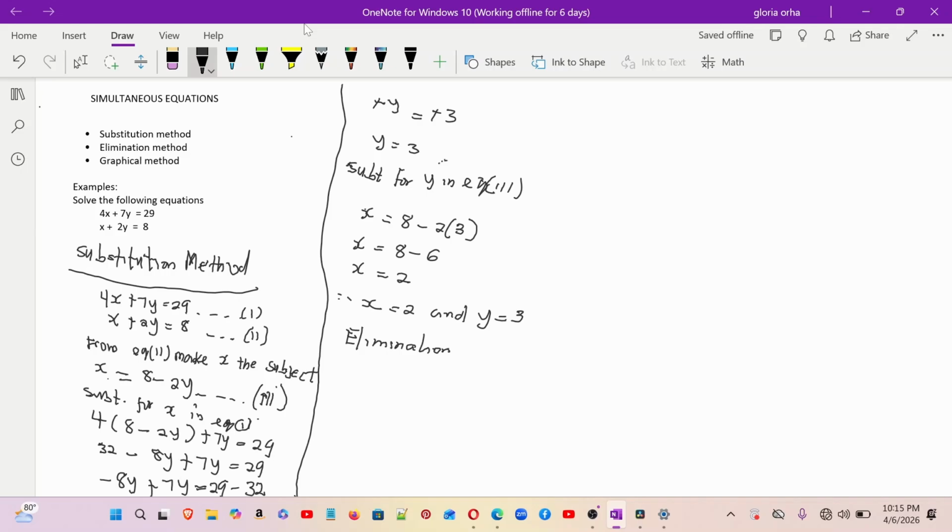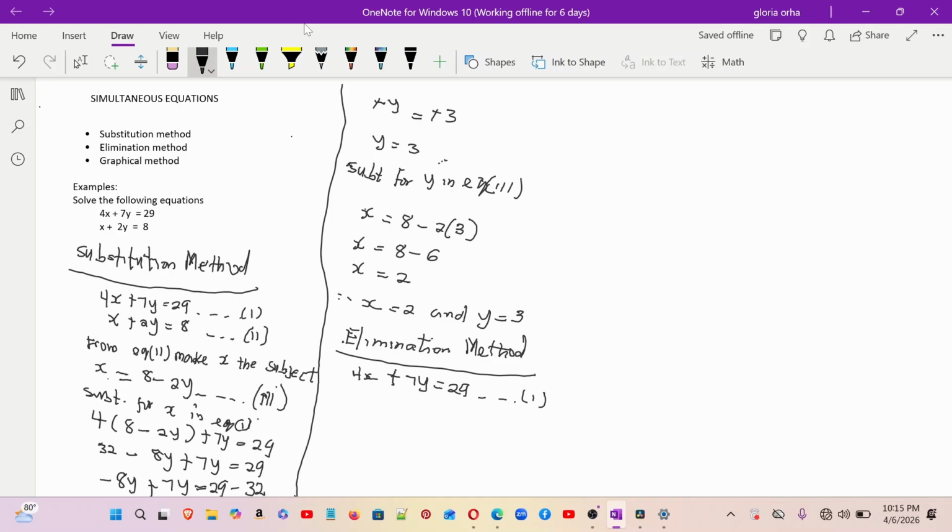So using the elimination method, let's bring both equations together once again. 4x plus 7y equal to 29. Remember, this is equation 1. Then x plus 2y equal to 8. This is our equation 2.